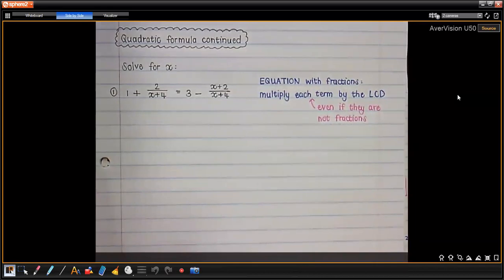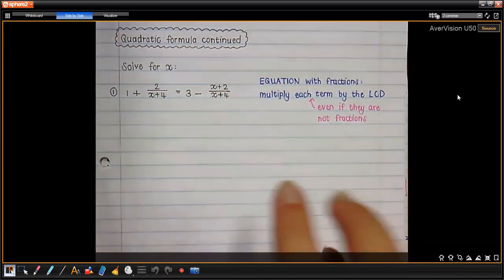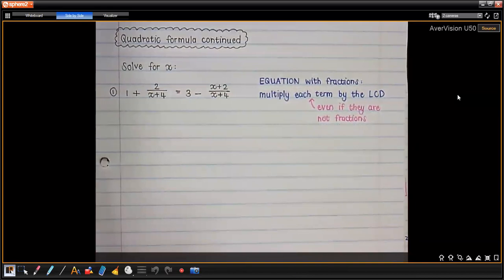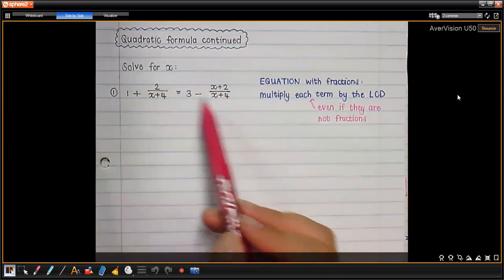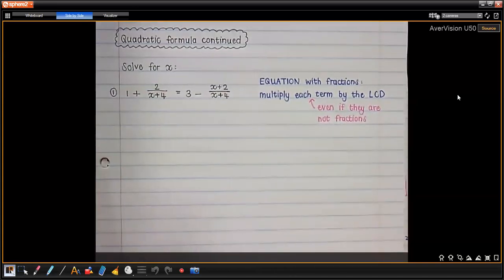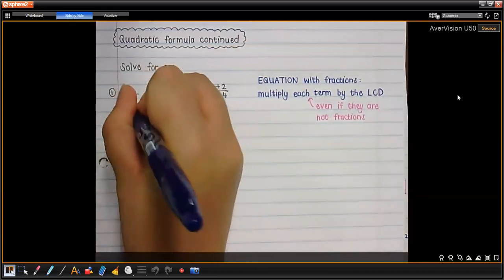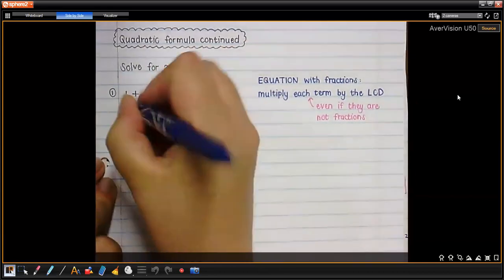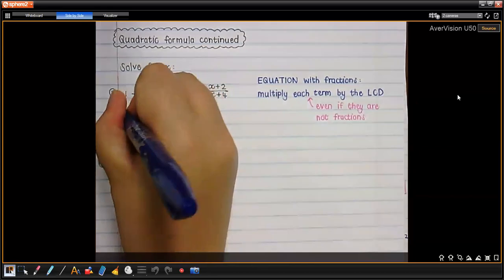All right, guys, now when we look at this equation, obviously we see that we have 2 fractions. Now we need to look at the denominator of the fraction so that we can find the LCD. Remember, the LCD is the lowest common denominator. Now in this case, we are lucky because the 2 fractions have the same denominator, so that denominator is going to be the LCD. So you can write somewhere that the LCD is x plus 4.